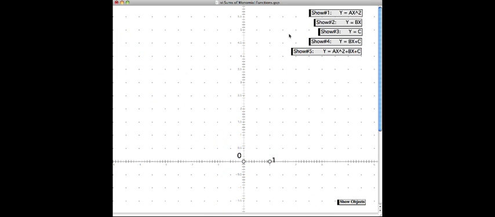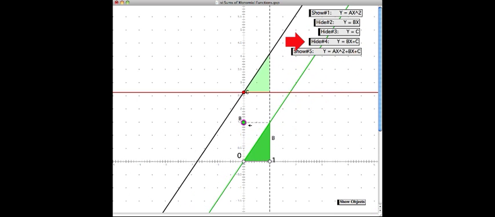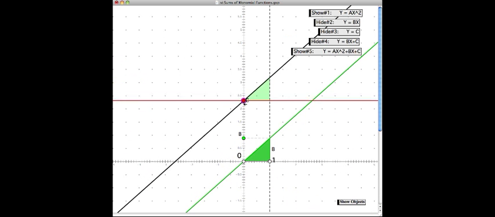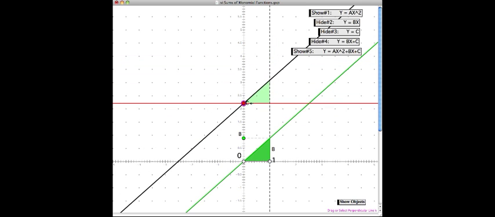Next, let's combine these two simple functions, y equals c and y equals b times x, and let's look at the graph when we add these two functions. For the function y equals c plus b times x, notice that the black line is always parallel to the green line and it always intersects the vertical axis at the same point as the red line. And, notice that the graph of the black line is y equals c plus b times x.